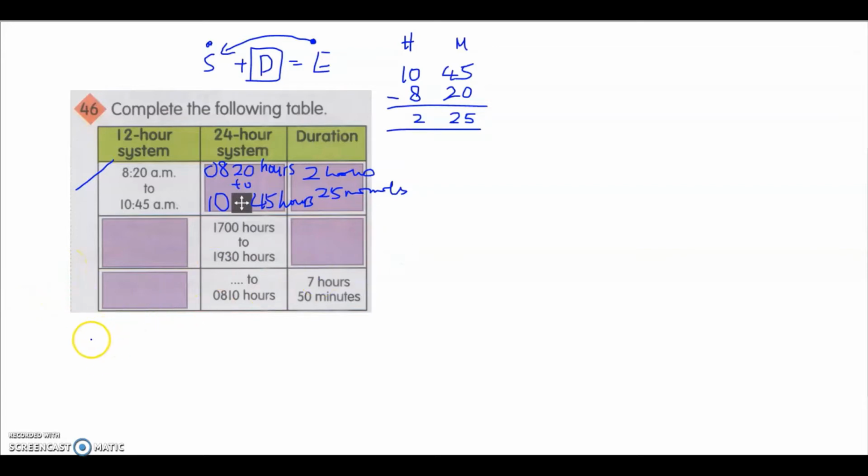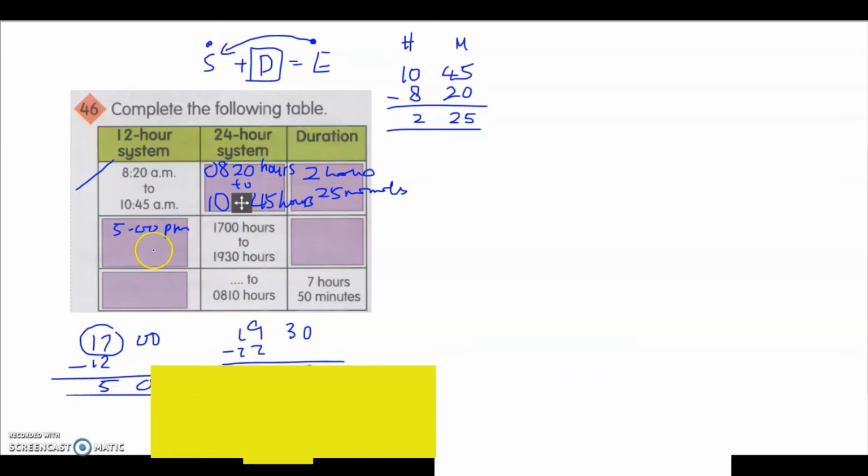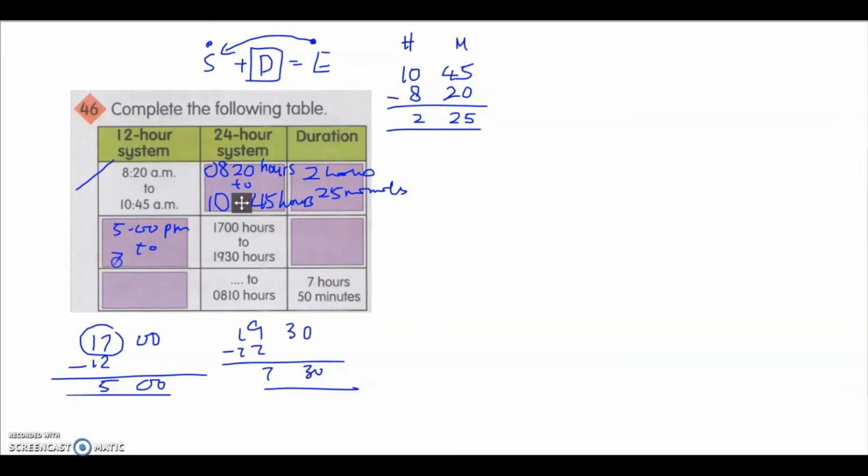Okay, for the second one, we are given the 24-hour system is 1700 hours. So to change to 12-hour system, 1700 hours, you just minus 12. Then we get 5. Okay, this is 00. This is PM. Because only PM, we have more than 12. So this is 5 PM. 1930 hours, same thing here, we minus 12. So we get 7:30. Again, this is PM because the hours is more than 12.